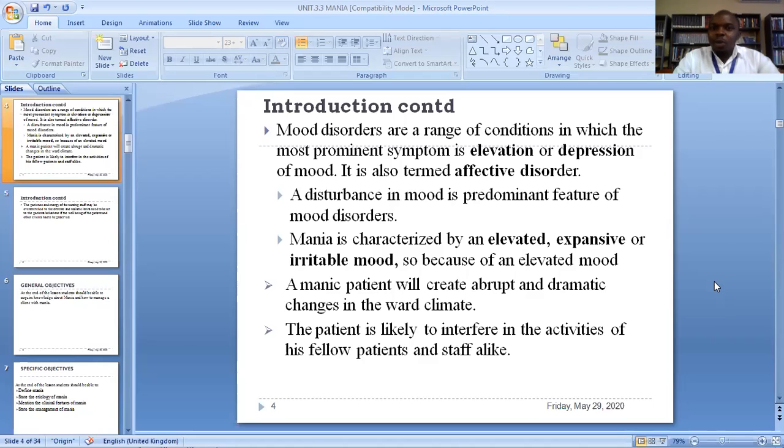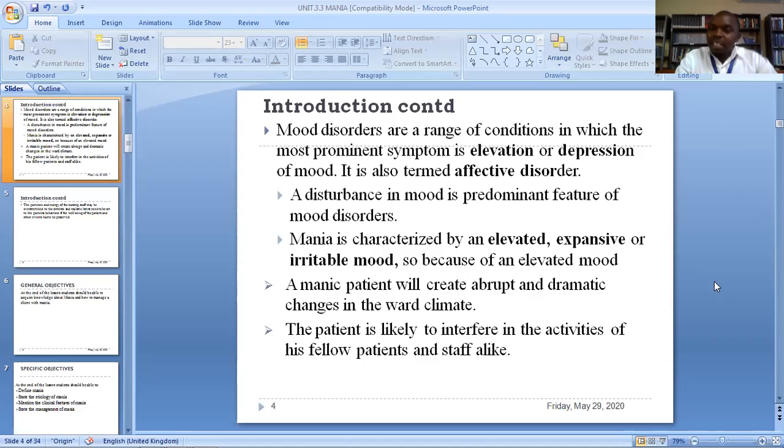Now, mood disorders are a range of conditions in which the most prominent symptom is elevation or depression. Like I said, either one has an elevated mood, more on the positive side in the hyperactivity situation, or one is around the normal where there is a range. These we say are usually in control of their moods and affects. Those whose moods are elevated are not in control of their moods and affects. Those that are depressed are also not in control of their depressed state.